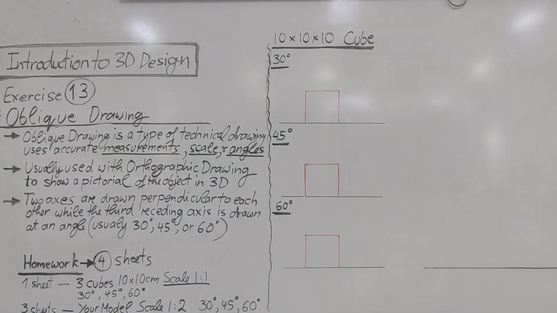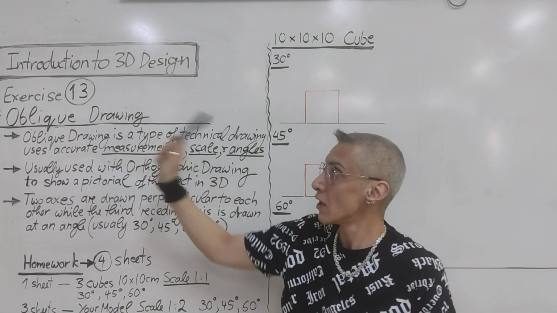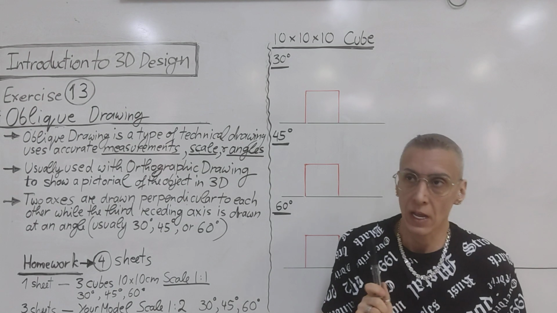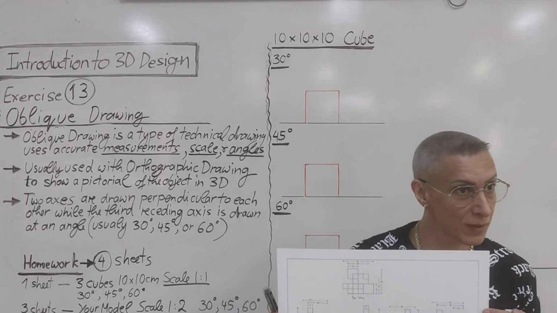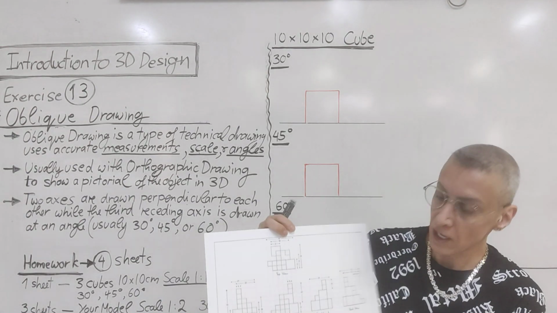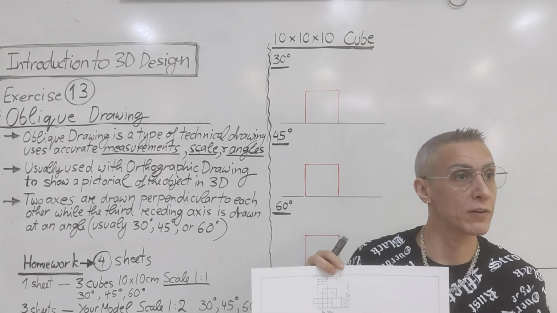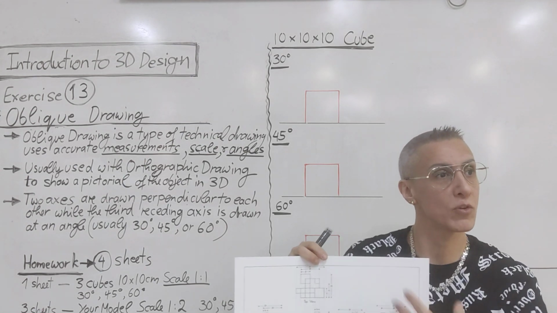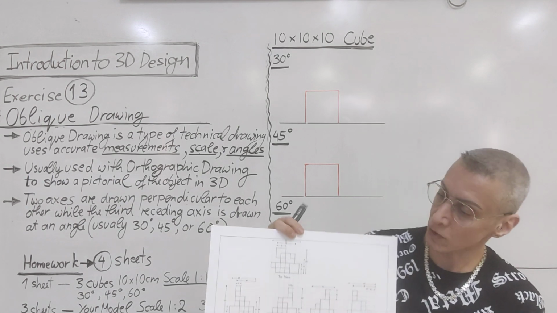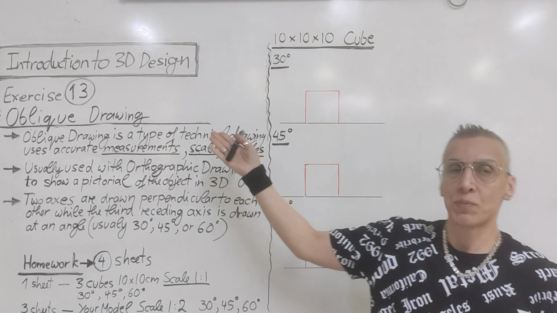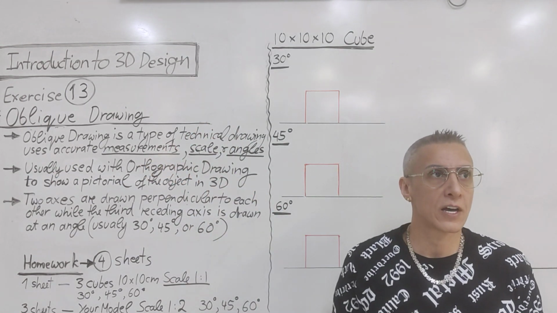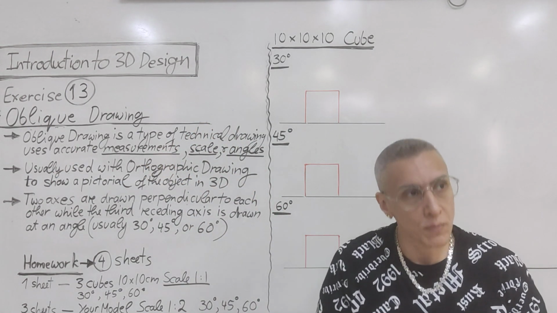Okay, so today we are having exercise 13, which is oblique drawing. Last time we explained orthographic drawing, if you remember: drawing the model in multi-views. So we have a front, a top, a bottom, side view, back view. From all the views, we draw it in this way. Now, oblique drawings, and next class we're going to explain isometric drawings.